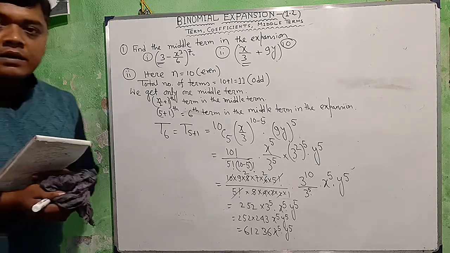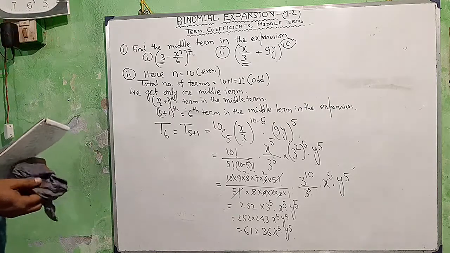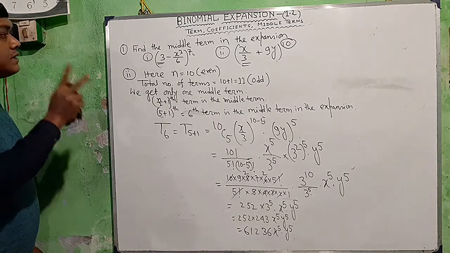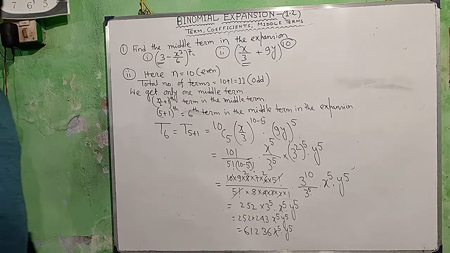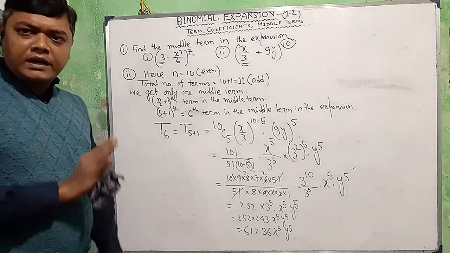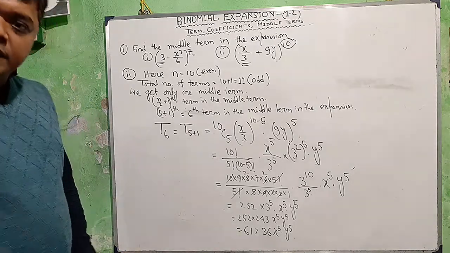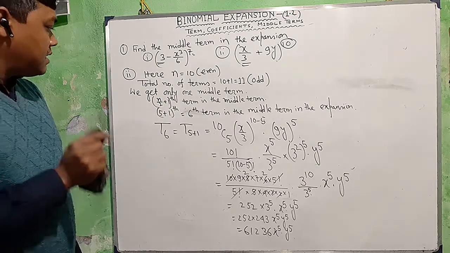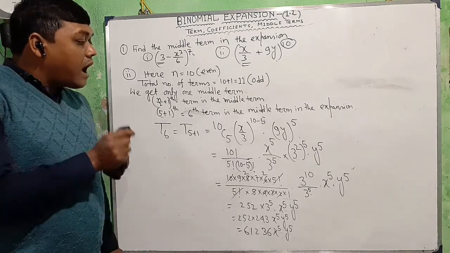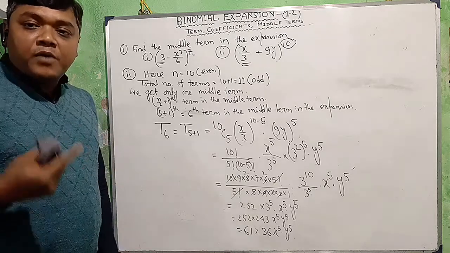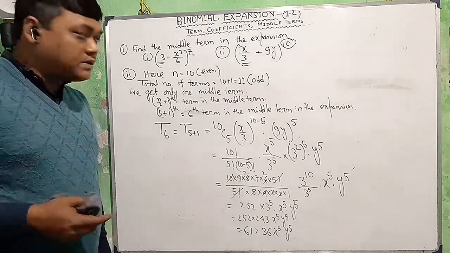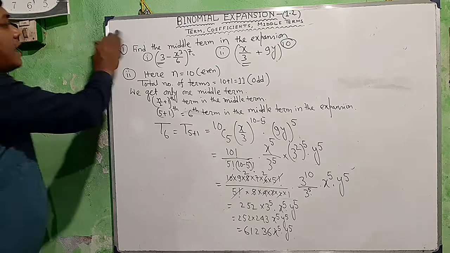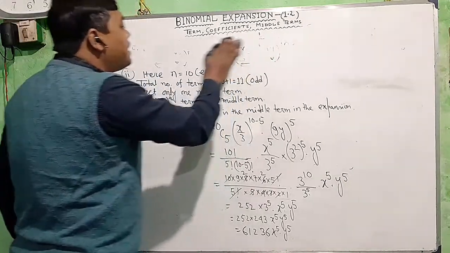Clear? So next, another part. I think these two problems are already clear to you, because I have already elaborately discussed how to find the middle terms, using the formula, and how that type of formula is generated. Okay, next another problem we will solve. This is a tricky problem.